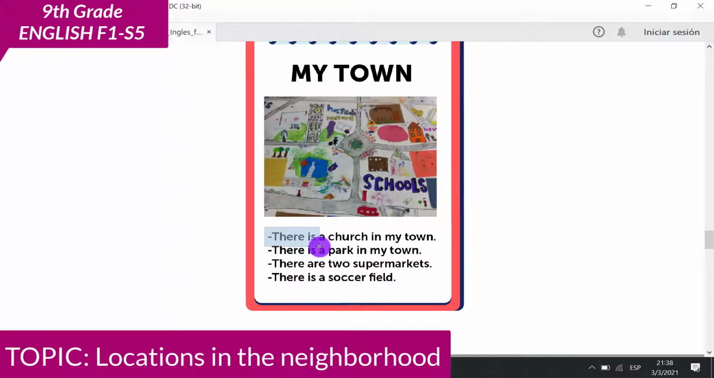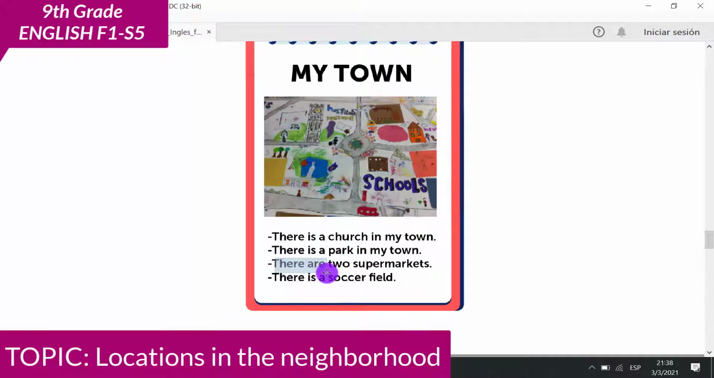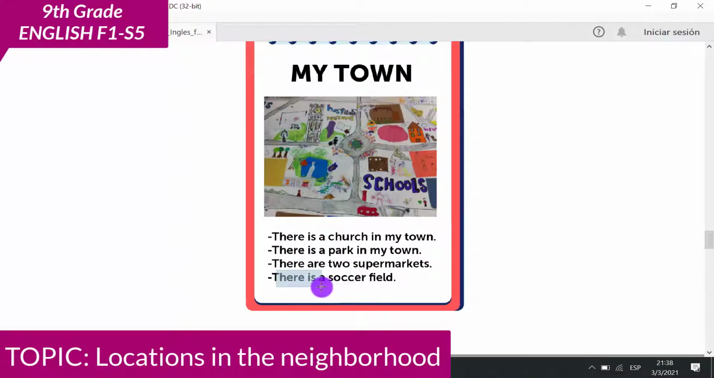There is significa hay, cuando solo hay una. There is a church in my town. There is a park in my town. There is, solo hay uno. Ahora, en cambio, there are, cuando ya hay más de uno. There are two supermarkets. Hay dos supermercados. There is, porque solo hay uno, a soccer field. ¿Ok?